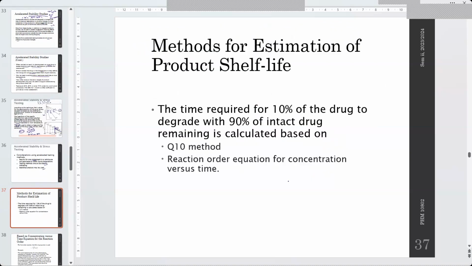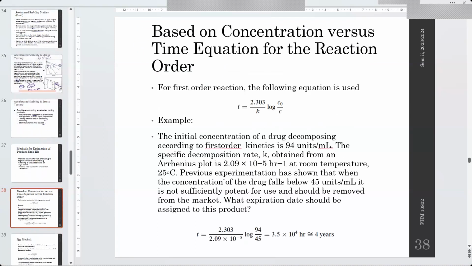And we may use statistical analysis in this one. How do we estimate? I can use the Q10 method. I can calculate the time required for 10% of the drug to degrade and 90% remain intact. So, if it is a first order reaction, the time is equal to 2.303 divided by K times log of the initial concentration divided by the second acceptable concentration.